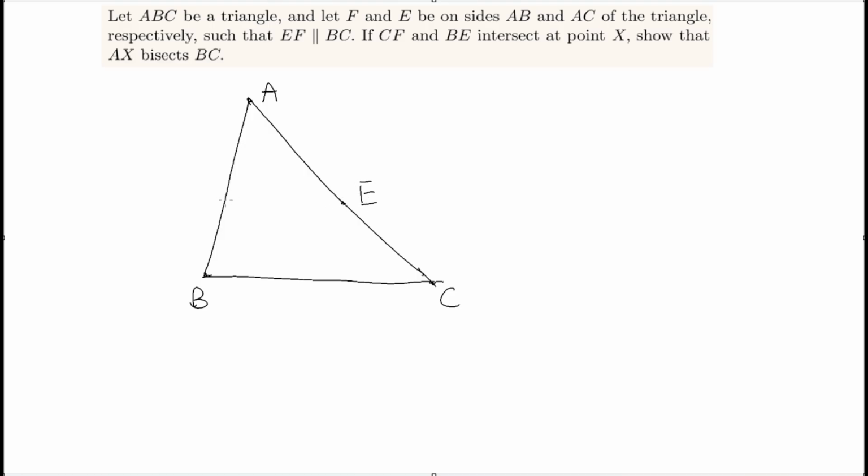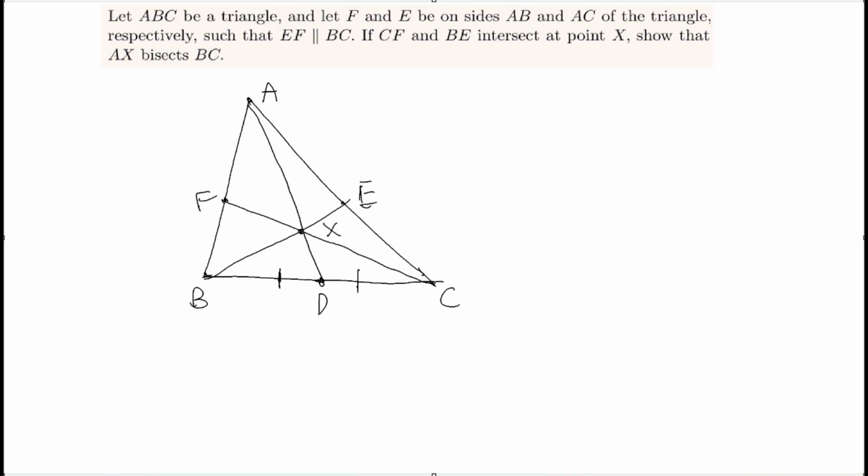All right. Assuming that you've drawn the diagram already, I'll go ahead and draw it now. So we have ABC, and then we have points E and F on the sides, such that EF is parallel to BC, and these lines here meet at a point X. And we must show that AX bisects BC. So suppose that AX meets this side at point D, so that we must show that these two lengths are equal.